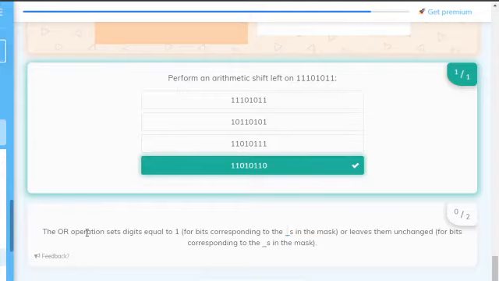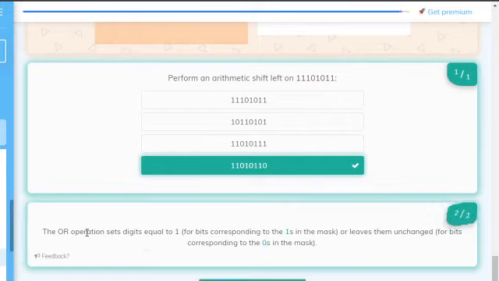And the OR operator sets digits equal to 1 for bits corresponding to the 1s in the mask, or leaves them unchanged for bits corresponding to the 0s in the mask.